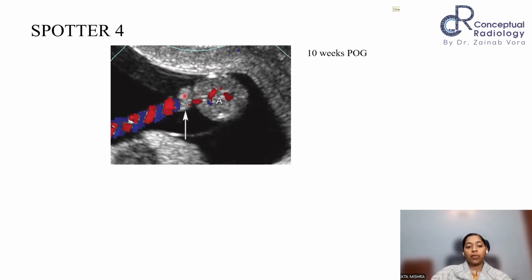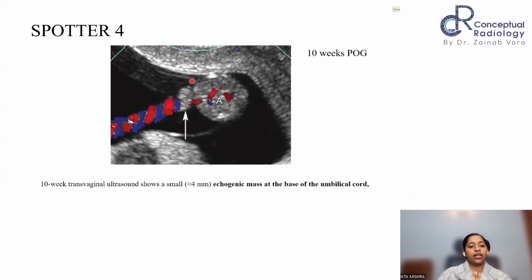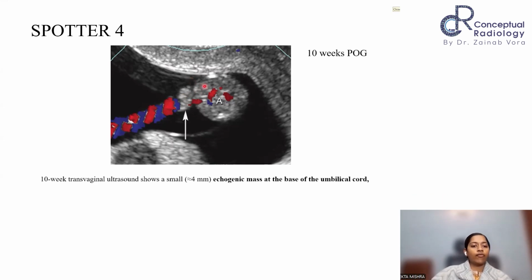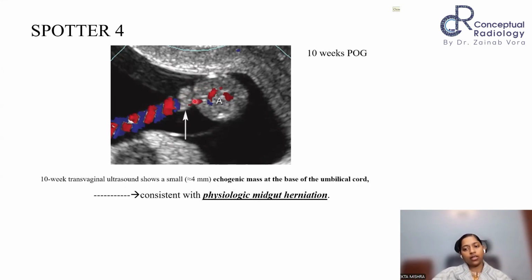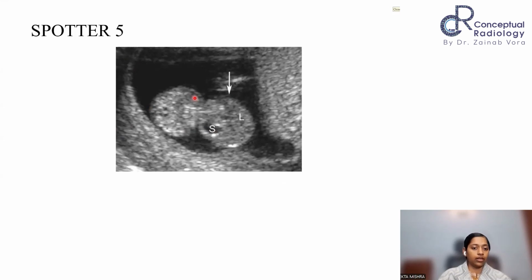Now you tell me, how do I differentiate an omphalocele or gastroschisis, something which is pathological, versus a physiological herniation? By the period of gestation, excellent. At 10 weeks, I'm seeing a 4 mm small soft tissue area at the base of the umbilical cord. So this is physiological gut herniation. This should ideally resolve by 12 weeks. If it doesn't, and you see it persistent in the NT/NB scan, then it is pathological.